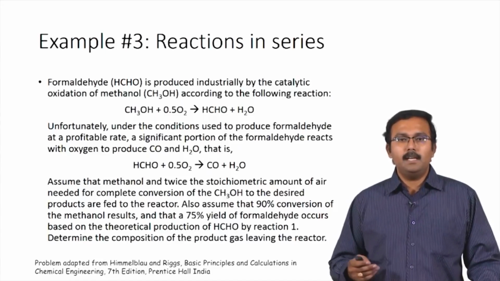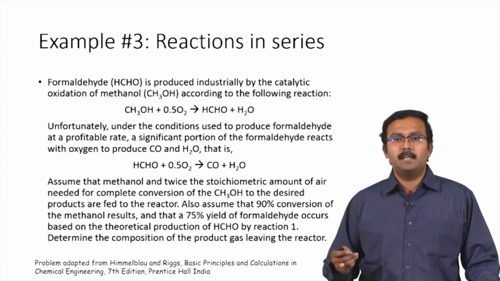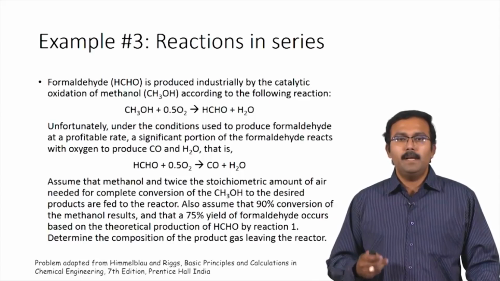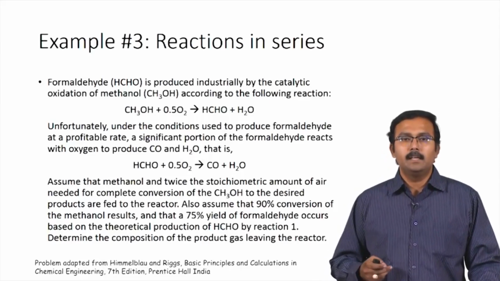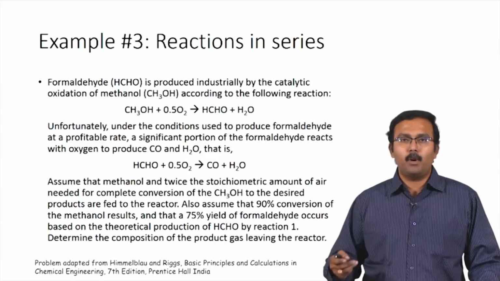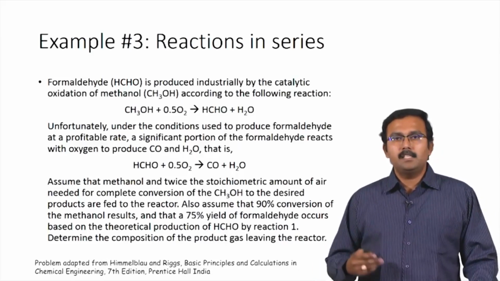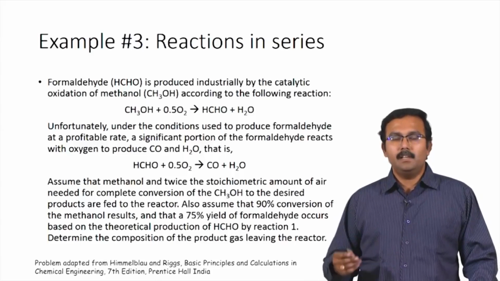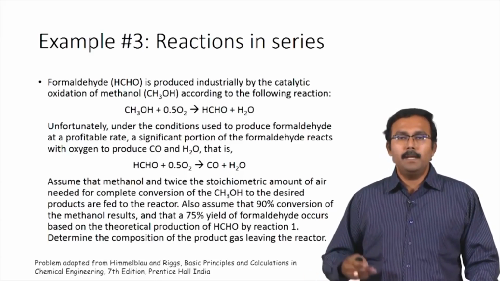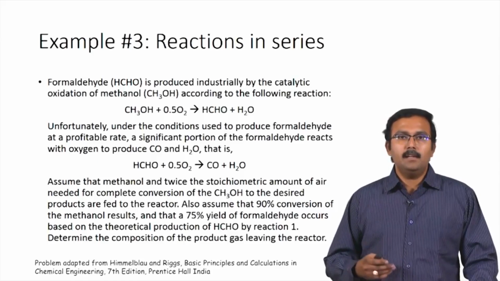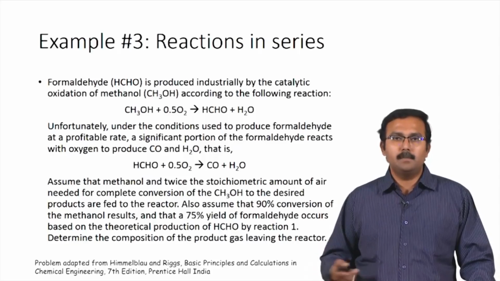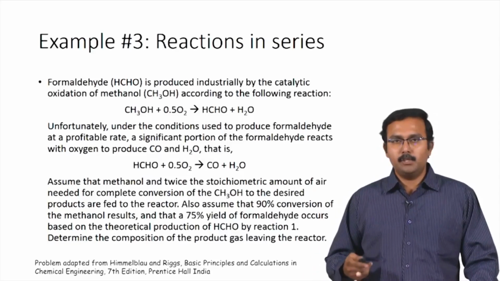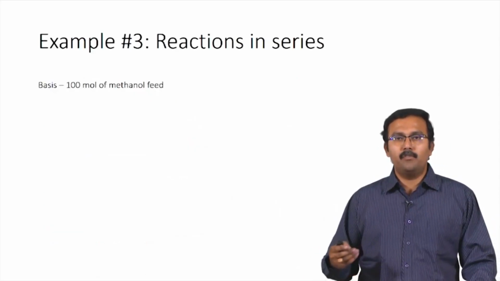Also assume that 90% conversion of methanol results and that a 75% yield of formaldehyde occurs based on the theoretical production of formaldehyde by reaction 1. You are asked to determine the composition of the product gas leaving the reactor. As the product gas stream is leaving in the gas phase, we will assume the basis in terms of moles, thereby we can get the final values also in moles and perform calculations in a simpler way. For this reason, we will assume the basis to be 100 moles of methanol fed.